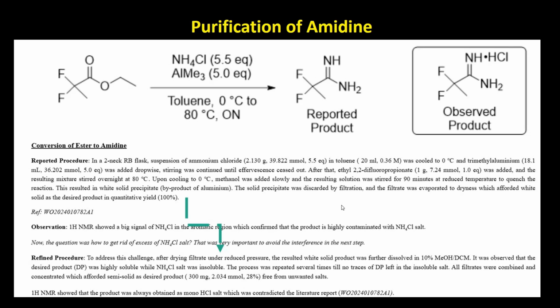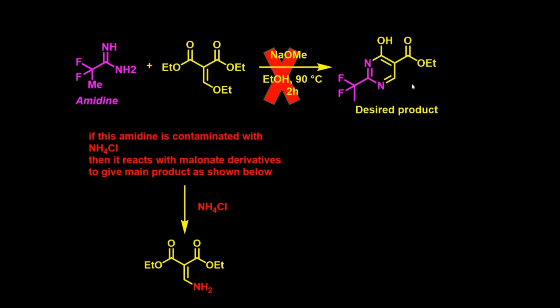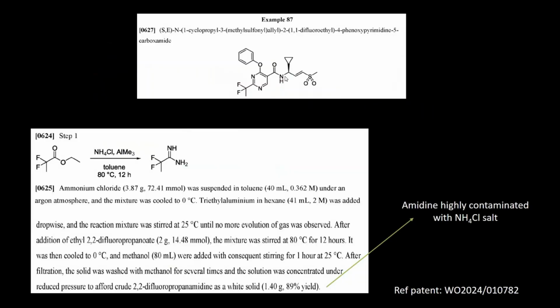But after purifying this compound by this refined procedure, we observe that this product is actually obtained as an HCl salt. So we should remember that this reaction gives you amidine in the form of HCl salt, and the excess ammonium salt which we were getting after this procedure, we removed by treating with 10% methanol in DCM. And once you have this pure amidine, you can follow this procedure to get the desired cyclic product, the pyrimidine rings. And after that, it is simple and easy to get to this target.